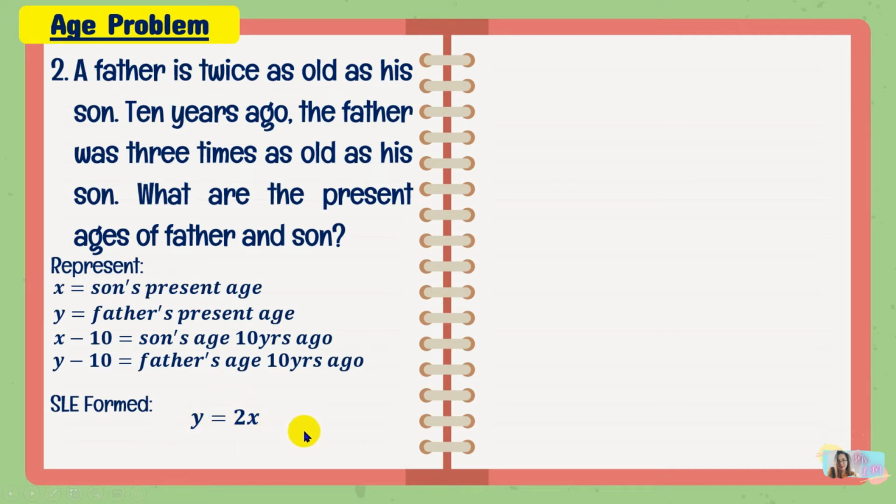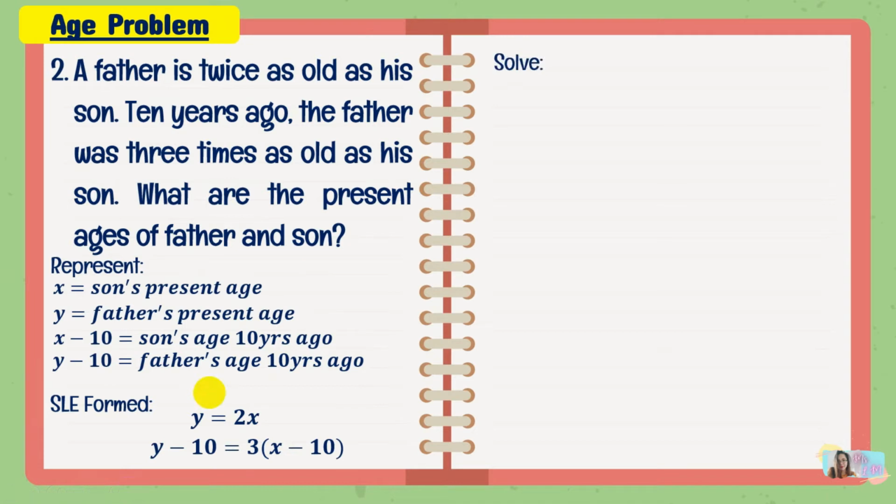And that's 2x. Okay? And then for the second linear equation, 10 years ago ang nabanggit. So, ang gagamitin nating representation are the ages of the son and the father 10 years ago. We have here the father was 3 times as old. The father daw, alin ba ang ating representation kay father 10 years ago? Y minus 10. And then when we say 3 times as old as his son, so we have to multiply the age of his son 10 years ago by 3 kasi sinabi naman po na 3 times.